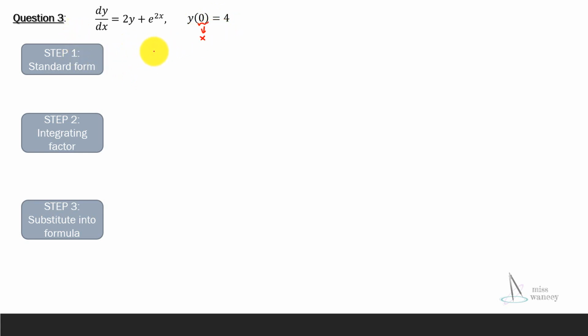Okay, so standard form. We have dy over dx plus P(x) y equal to Q(x). So let us compare with our question. We have dy over dx equal to 2y plus e to the power of 2x. So I have dy over dx here. However, I don't have the term with y on my left hand side. So that means I should move this to the left hand side first before I proceed. So dy over dx minus 2y is equal to e to the power of 2x.